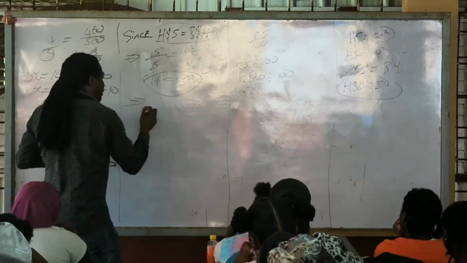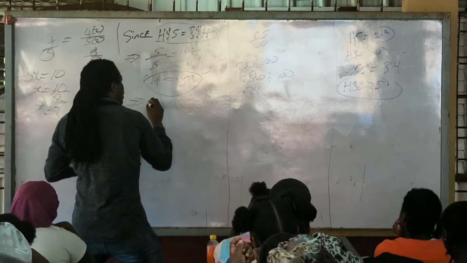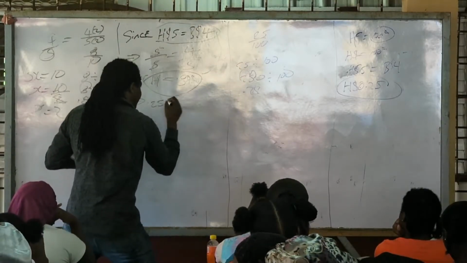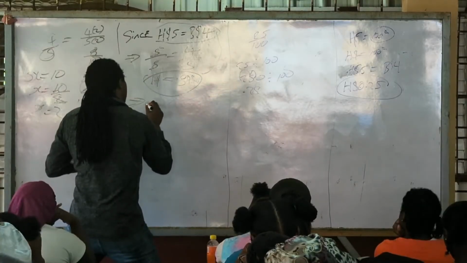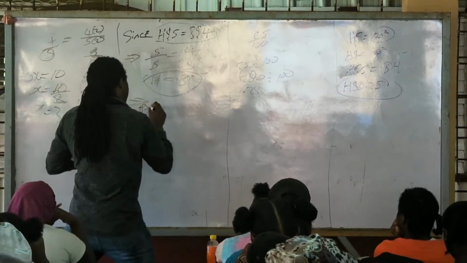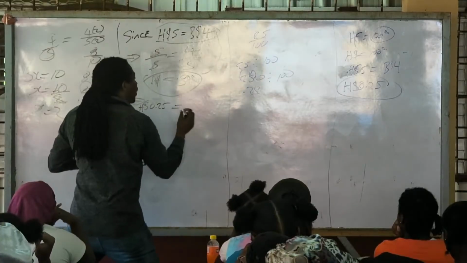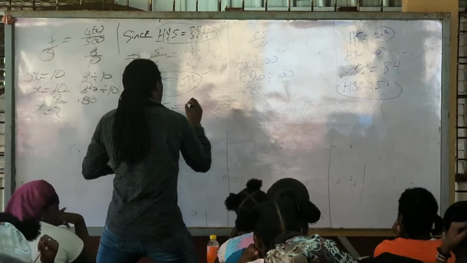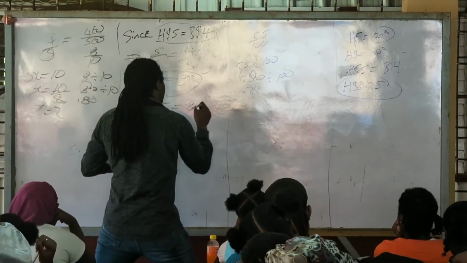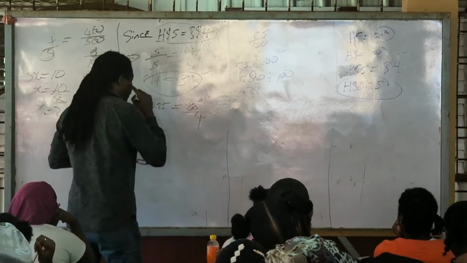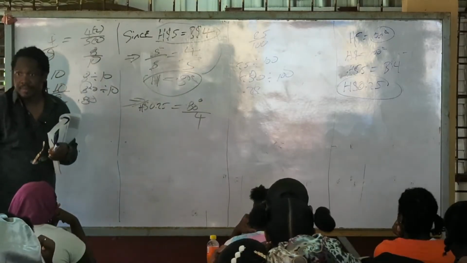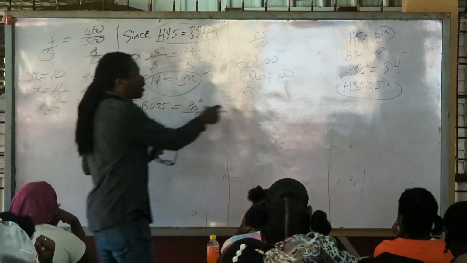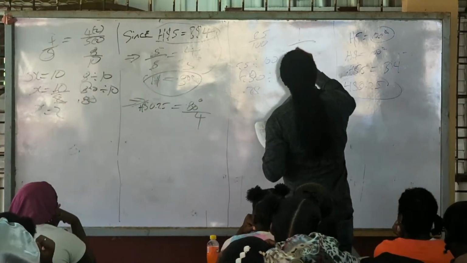this implies that 0.25 H dollar is equal to 80 cents divided by 4. How do I know that? Because 0.25 is $1 divided by 4.